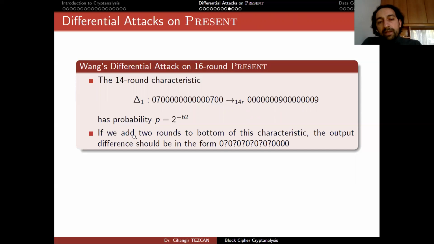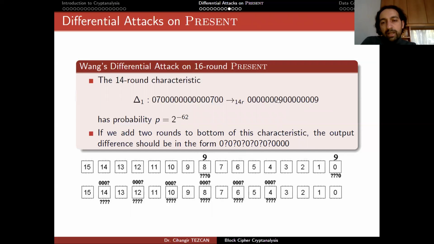Then, if we add 2 rounds to the bottom of this characteristic, the output difference should be in this form, because if this difference is encrypted, you will follow the S-box layer and permutation layer 2 rounds, and you will realize that it would affect these nibbles, but not these ones. So this is why they are 0. With question mark, we represent the difference whose value we don't know.